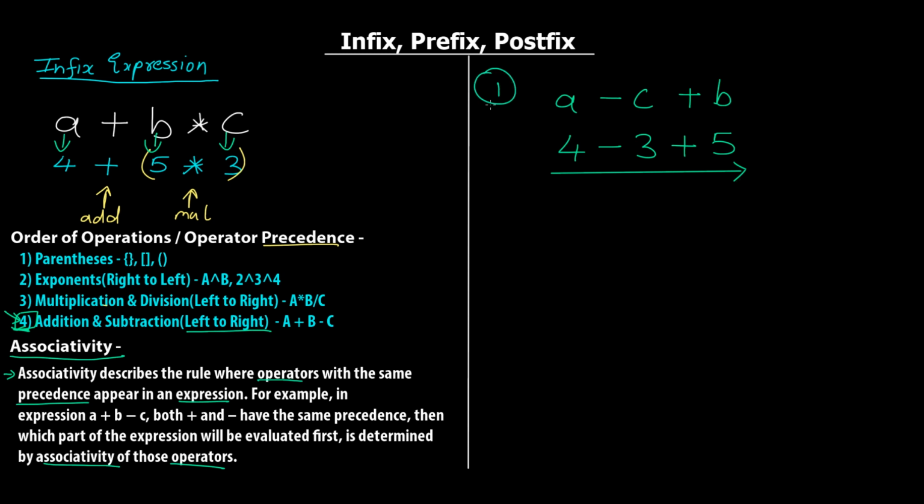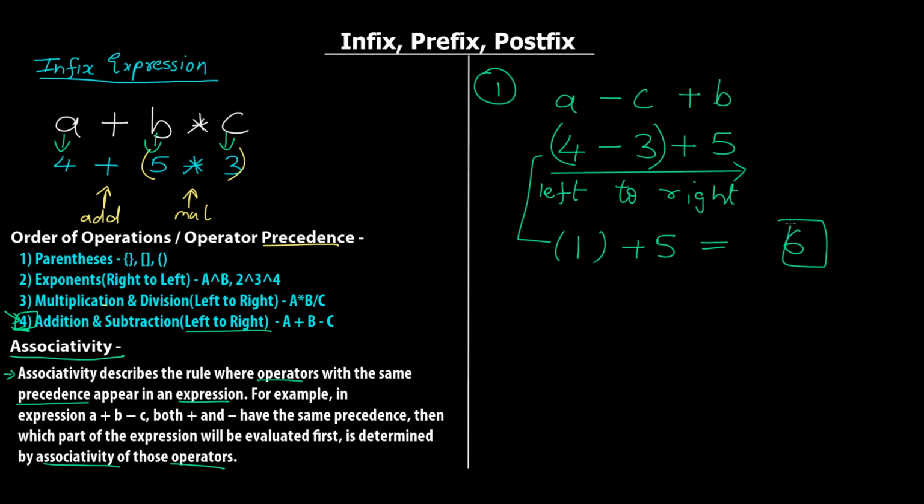So let's take the first use case. Let's go from left to right. In that case, we will first do 4 minus 3. 4 minus 3 is 1. Then we are left with 5. So 1 plus 5 is 6. Okay. Now let's take another, second use case where we have the same values, 4 minus 3 plus 5.